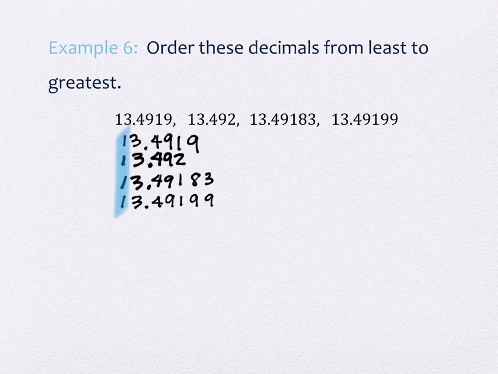So for instance, the tens place matches on all of them. So that doesn't give us any useful information for ordering. So does the units place, the tenths place, and the hundredths place. They all match. So the first time that they don't match is in the thousandths place. One of them has a 2 and the rest of them are a 1. What does that tell you?